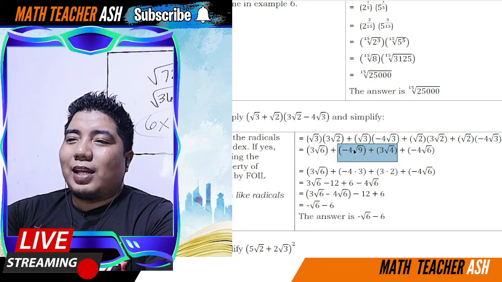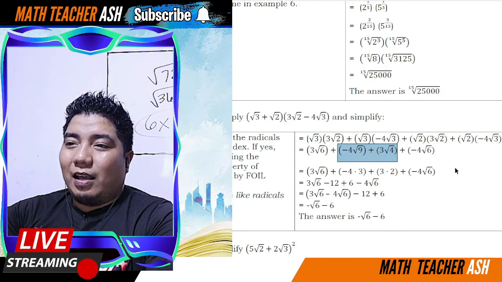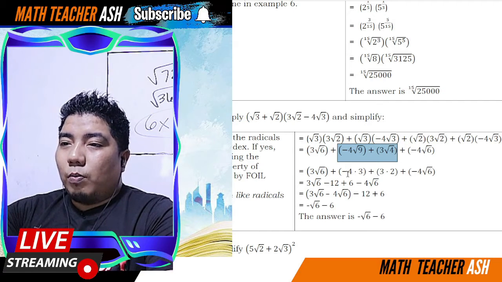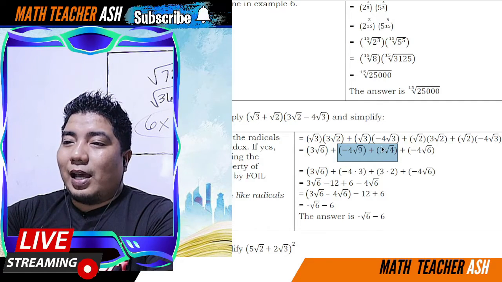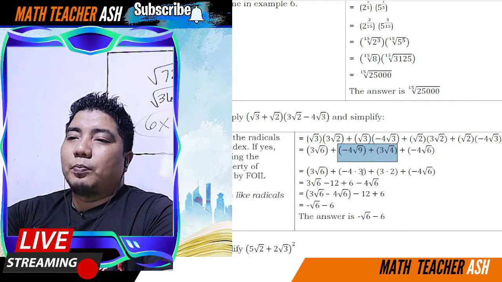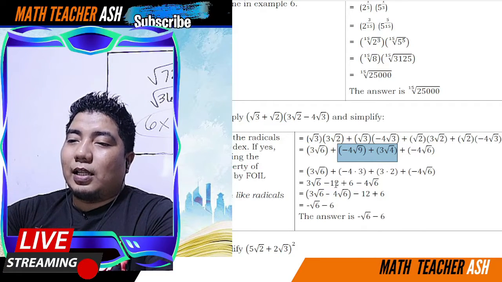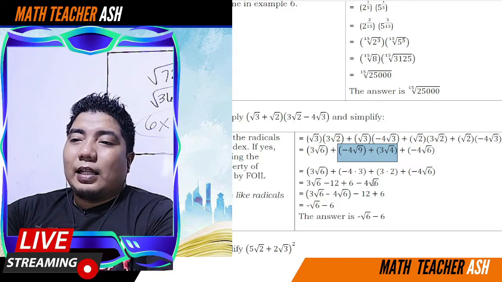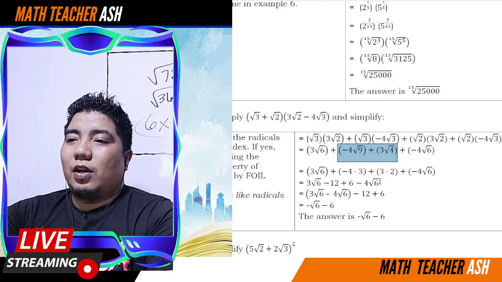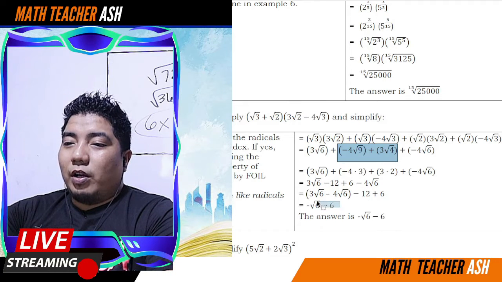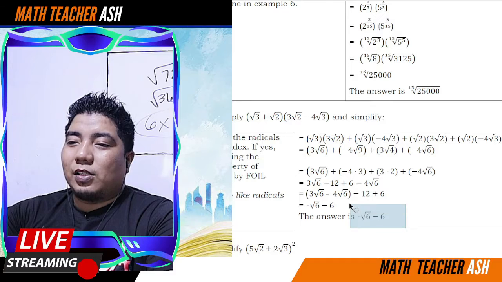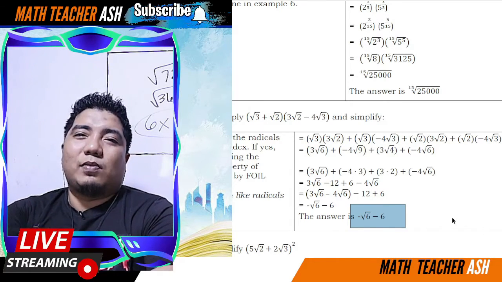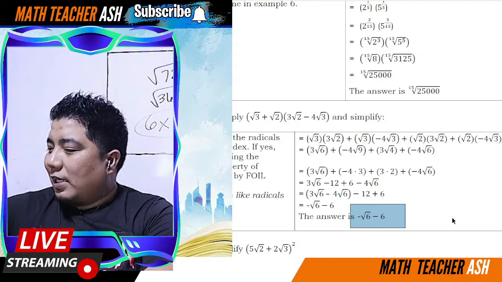Since the square root of 9 is a perfect square, that is 3. Since square root of 4 is a perfect square, that is 2. So, magiging negative 4 times 3 at saka 3 times positive 2. If you multiply negative 4 times 3, that is negative 12. 3 times 2, that is positive 6. So, negative 12 plus 6, the answer is negative 6. Okay. So, ito yon. And you have now your 2 terms, which is your final answer. That is negative square root of 6 minus 6.